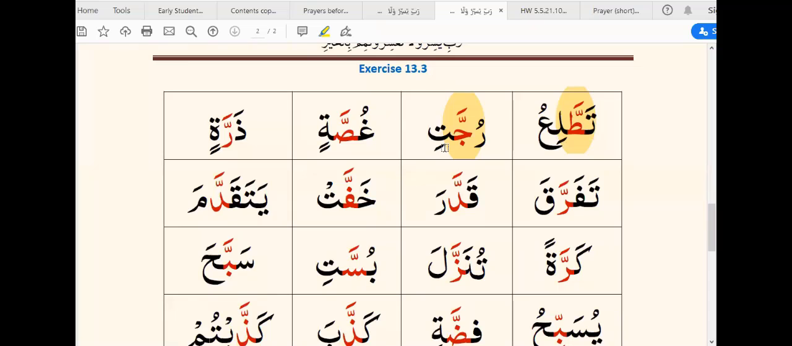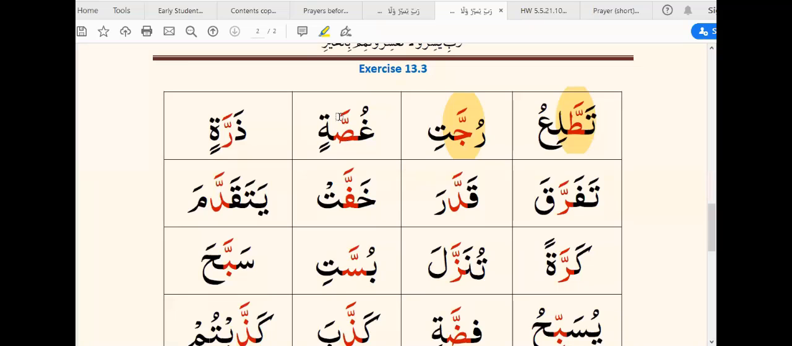Rujjati. Yes, we're not going to break it in so many parts, but just because we're practicing, we're doing it. Rujjati. Well done. Let's move to the next one.